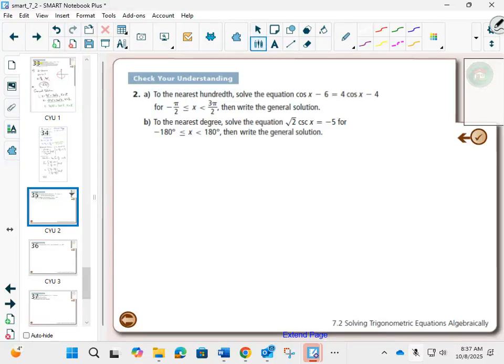To the nearest hundredth, so this sort of implies that this is going to be a calculator question. Maybe not. Solve the equation. And so in A, again, we're going to combine like terms. I'm going to move my coses to the right, my numbers to the left. So I just subtracted cos on both sides. I added 4 to both sides. Then I can get cos by itself by dividing by 3.